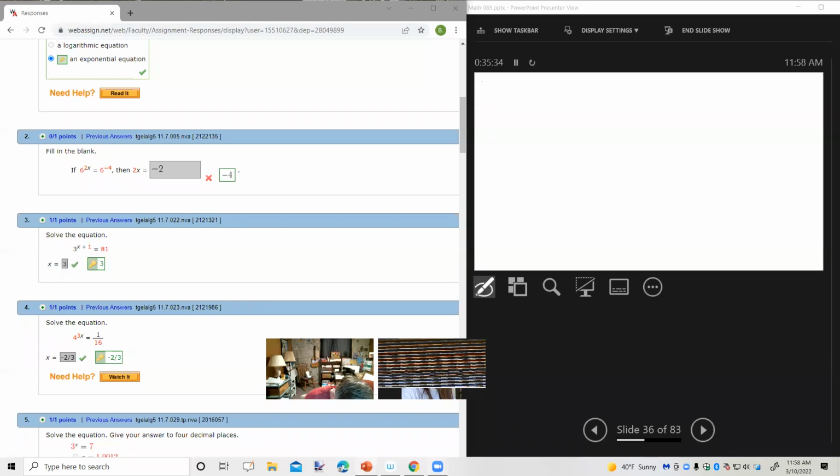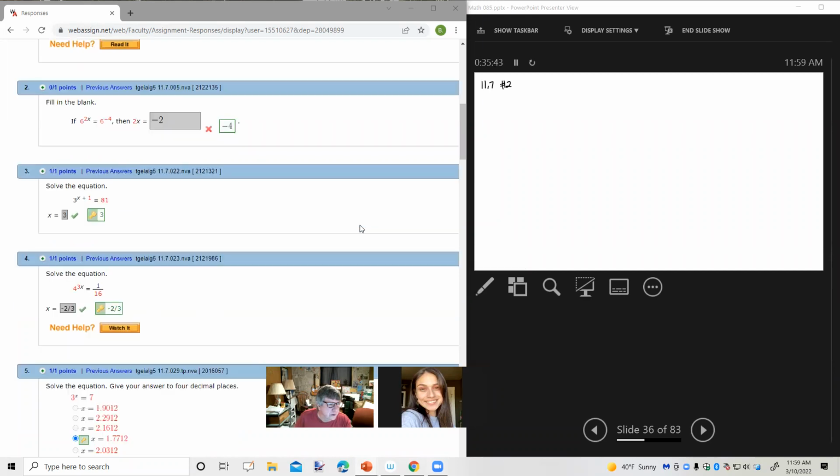This is 11.7, number 2. And it says fill in the blank. If 6 to the 2x equals 6 to the negative 4, then 2x equals negative 4. In other words, this is another one of those where they're not giving you the final answer, they're asking you to determine the process. So if I've got 6 to the 2x equals 6 to the negative 4, then 2x equals negative 4. So your answer would be negative 4. Any questions on that one?